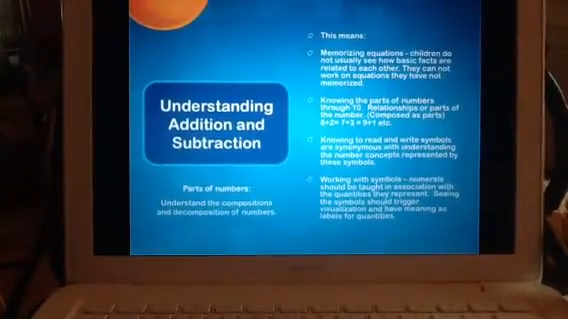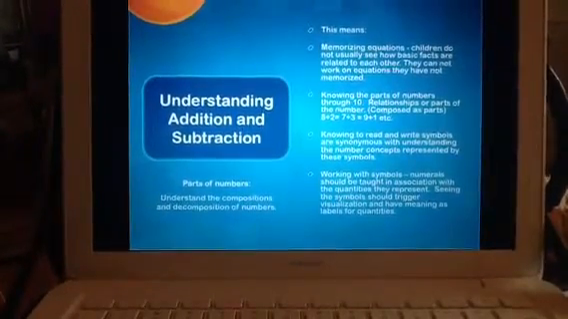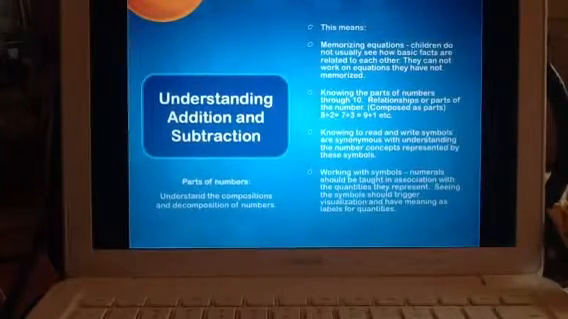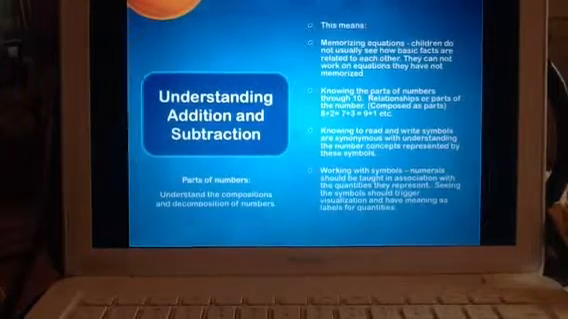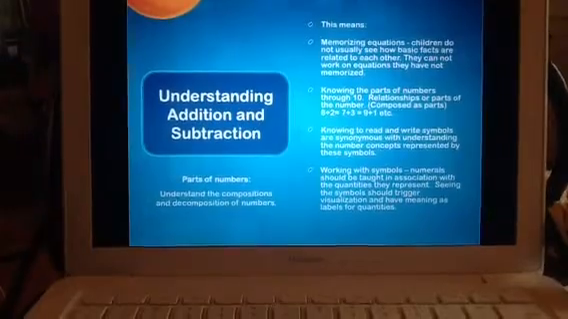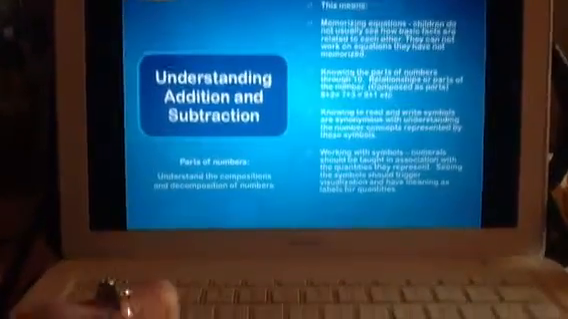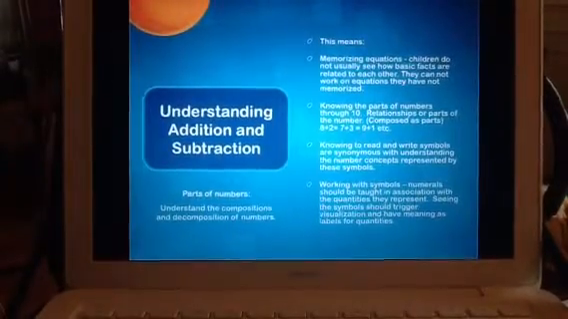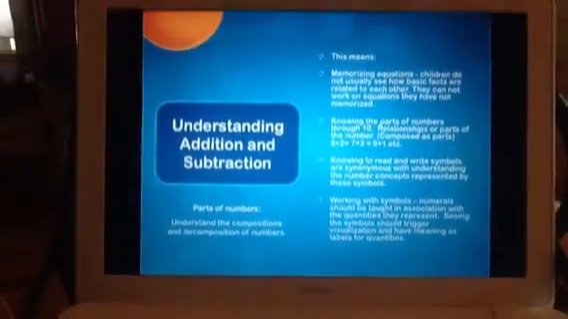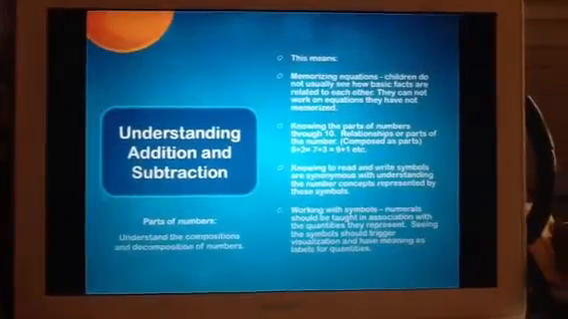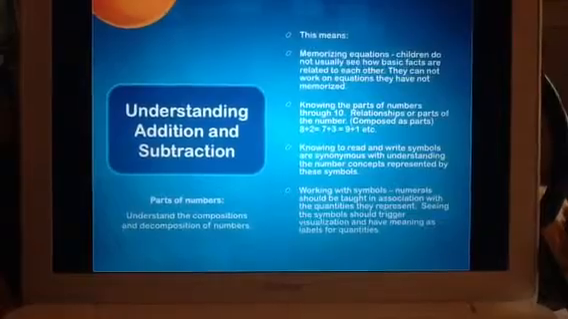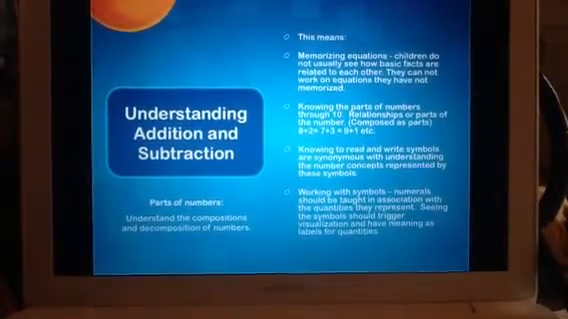Memorizing equations. Children do not usually see basic facts as related to each other if they're just memorizing equations. They cannot work on the equations they have not memorized. So this is being able to teach children basic facts, understanding the meaning of operations, confirm with addition and subtraction, so that subtraction facts are a natural consequence of having learned addition. A firm connection between multiplication and division provides a similar benefit. So you cannot just memorize equations.